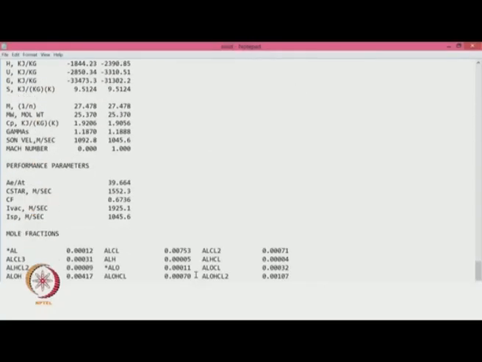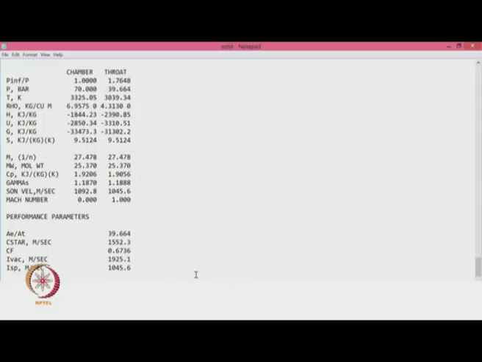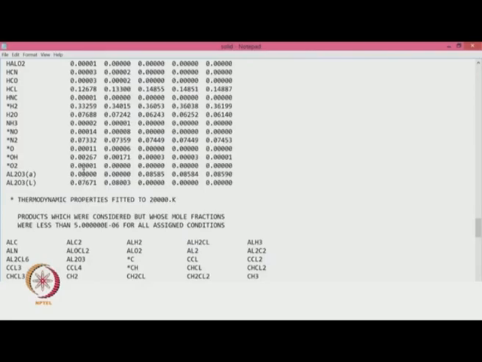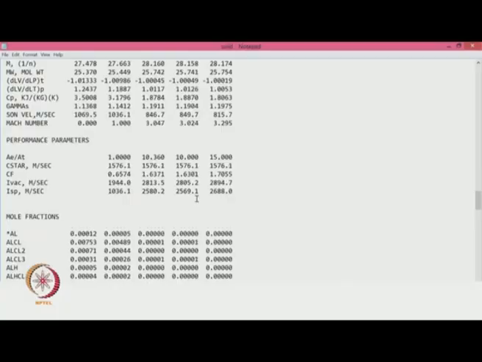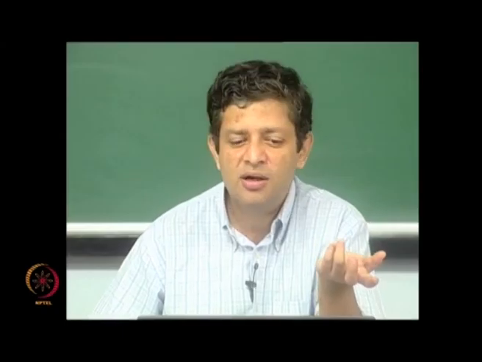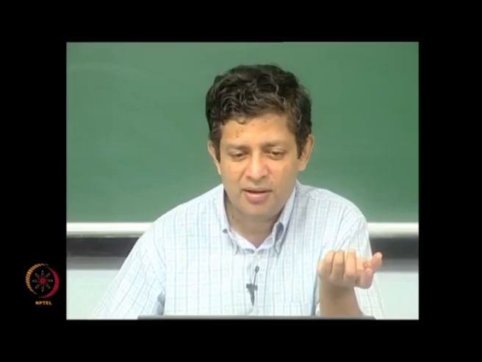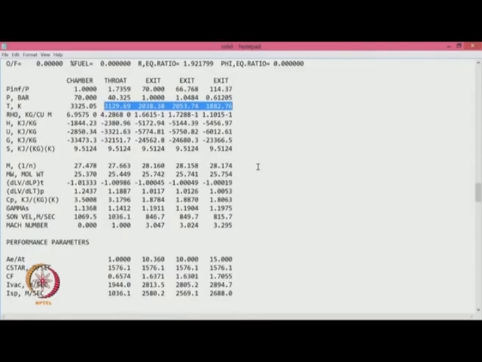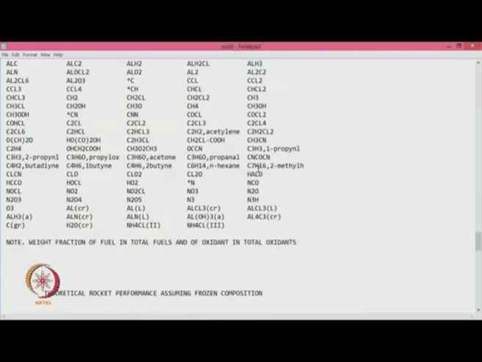With frozen calculations it will be even lower. Sometimes this frozen calculation does not work beyond the throat, because if you have more alumina, then it does not work for the frozen flow, because it then becomes a two phase problem. If you look at the temperatures, this is lower than the alumina melting point. So, it will be a two phase problem, and therefore, the frozen flow will not be able to solve for it.